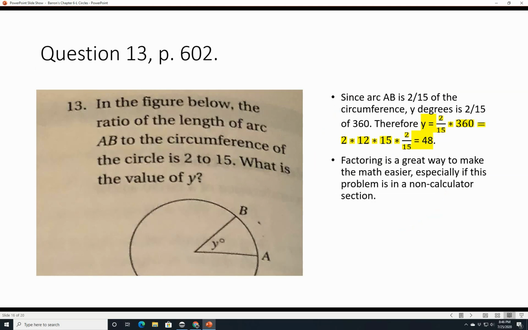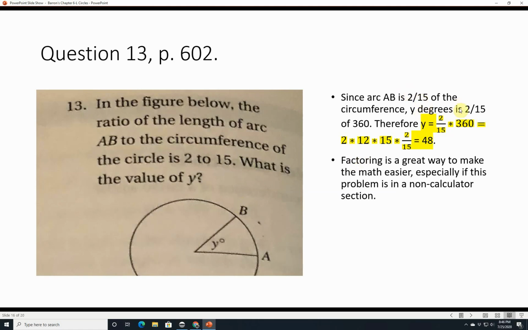Question 13, page 602. Since arc AB is 2/15 of the circumference, it says here in the figure below, the ratio of the length of arc AB, this part here, to the circumference of the circle, so that's all the way around the circle, is 2 to 15. What's the value of y?